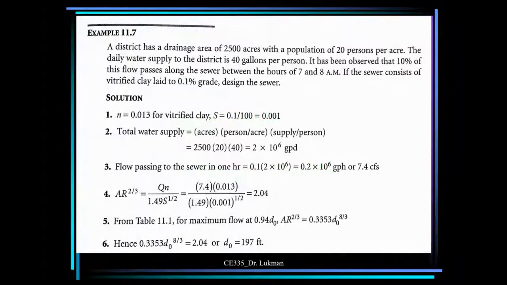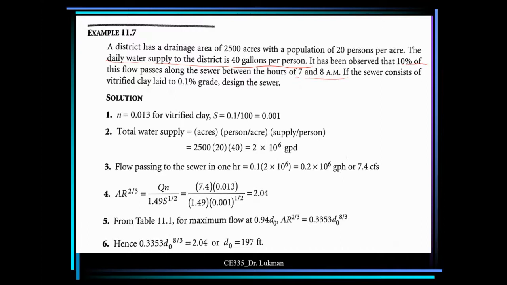Now, here's an example for the design of the channel. It says a district has a drainage area of 2,500 acres with a population of 20 persons per acre. The daily water supply to the district is 40 gallons per person. So from this, we can determine the wastewater. It has been observed that 10% of this flow passes along the sewer between the hours of 7 and 8 a.m. If the sewer consists of vitrified clay, laid at 0.1 grade, that is the slope, design the sewer.